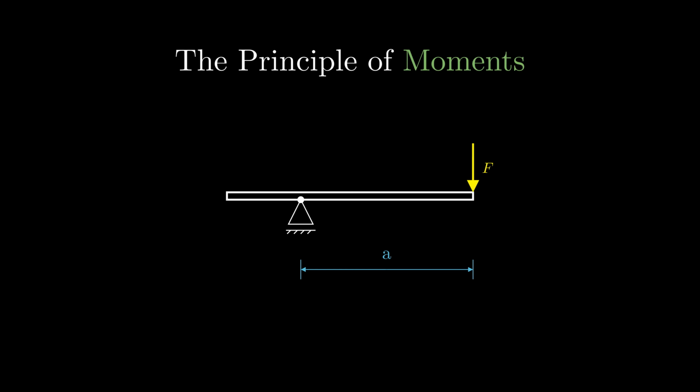We can also represent this turning force as a moment about the support in our sketch. The magnitude of this moment can be calculated by multiplying the force with its distance from the pivot point.